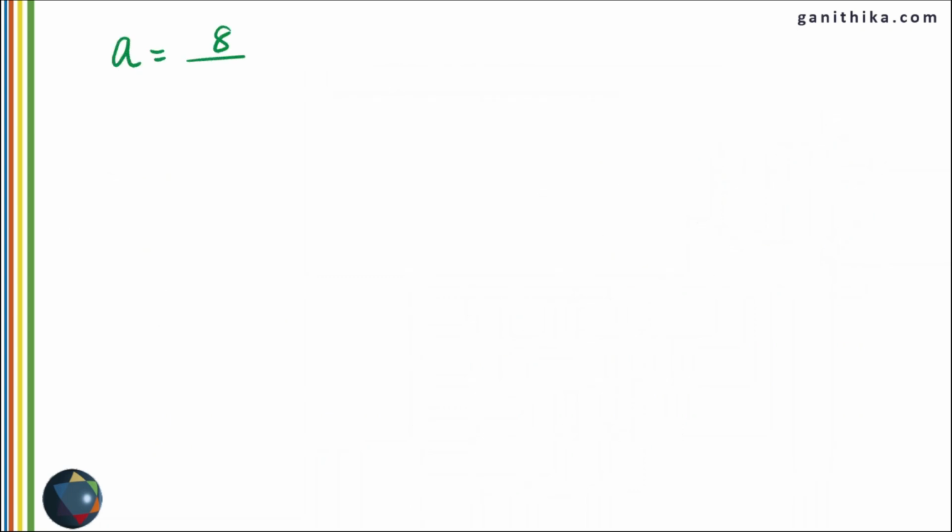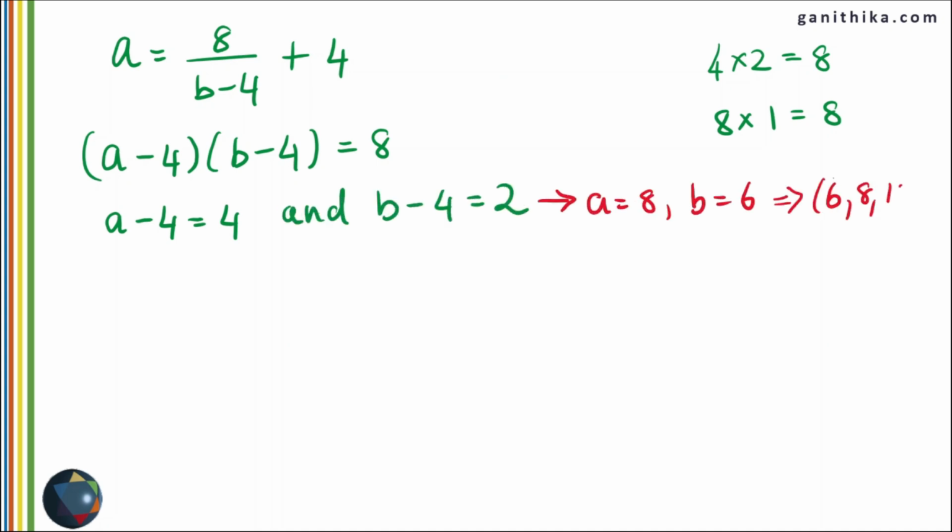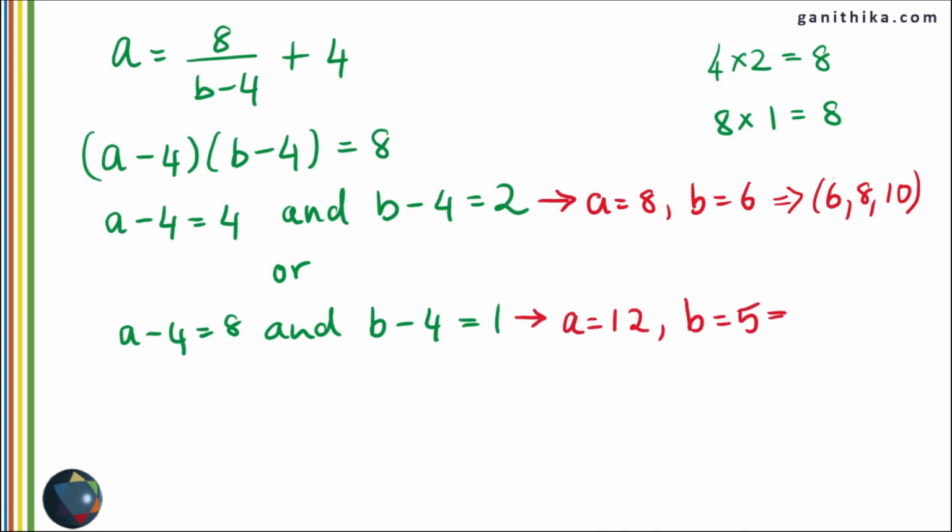We can also do the same question in a different way. So this is the result of part F. Using this result and simplifying this as two linear products, we know that 8 can be written in two forms, 4 times 2 and 8 times 1. So a minus 4 can be 4 and b minus 4 could be 2, or otherwise, and this gives you 8, 6 and 10 as the sides. On the other hand, if a minus 4 equals 8 and b minus 4 equals 1, you could have used the other way around as well. This gives you a equal to 12, b equal to 5, giving you 5, 12, 13 as the sides of the right-angled triangle. And you see that these are the only two right-angled triangles possible for this condition.